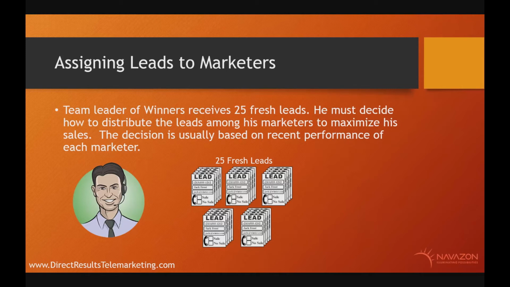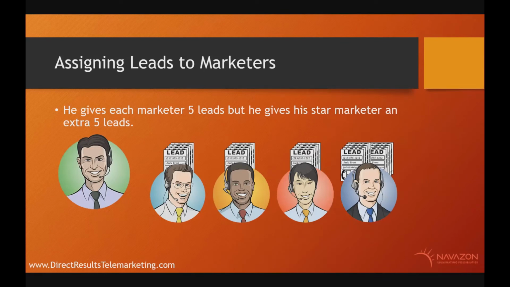And usually all of these decisions are performance based. The salesperson who performed best the prior week or has the best track record usually gets either the best leads or gets more leads. Our team leader has to decide how to assign leads to his marketers. He has 4 marketers, but he has 25 leads to assign to them. So he decides to give each one of those marketers 5 leads each, and give an extra 5 leads to his star marketer, who is the person who had the best performance the prior week.